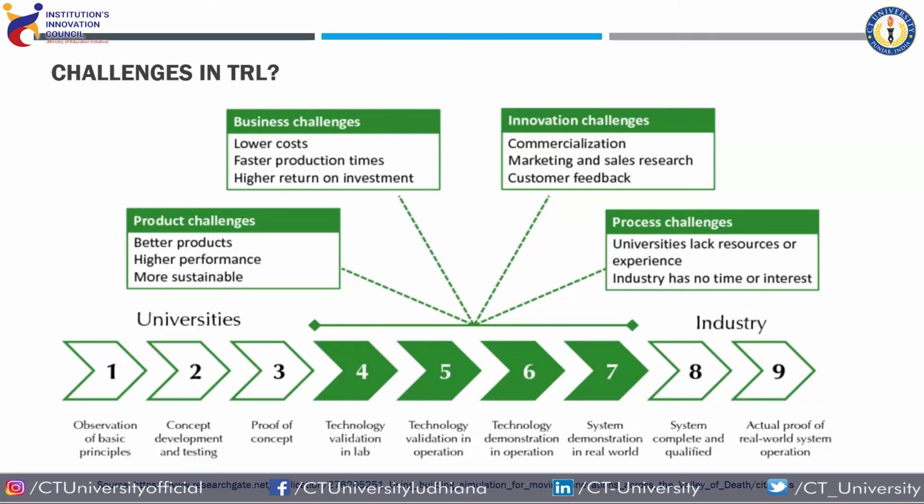And the key challenge for us, the faculties or the entrepreneurs or the little startups, is moving from the 4th to the 7th TRL level. They have to think about a better product. They have to think about the performance and sustainability of the product. They have to deal with lower cost and faster production time. They have to think about a higher return on investment.